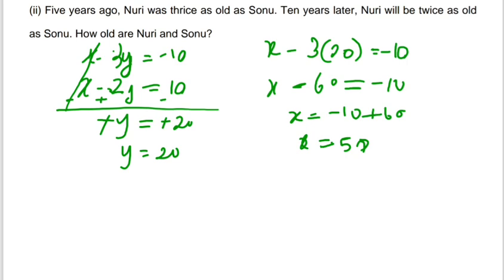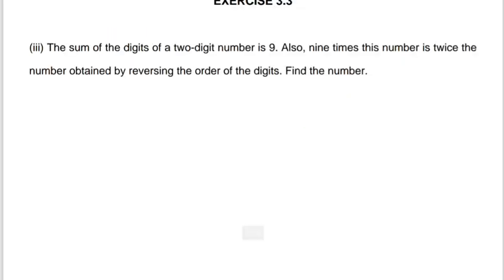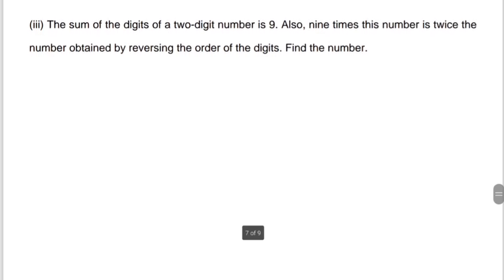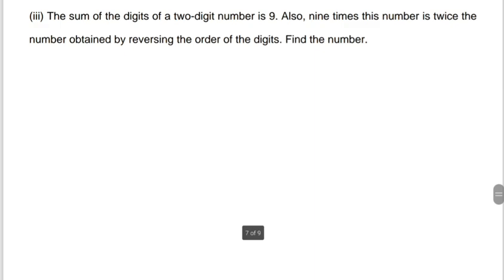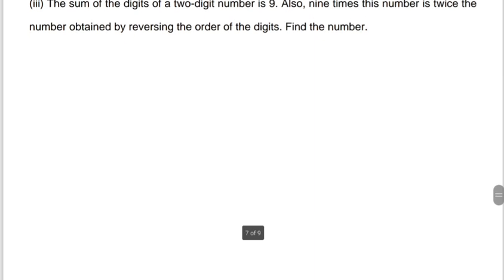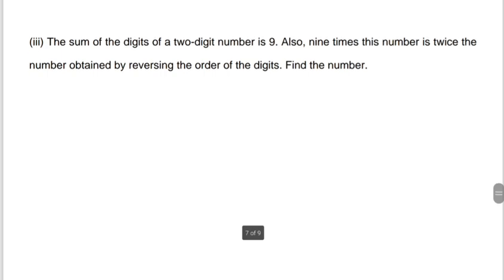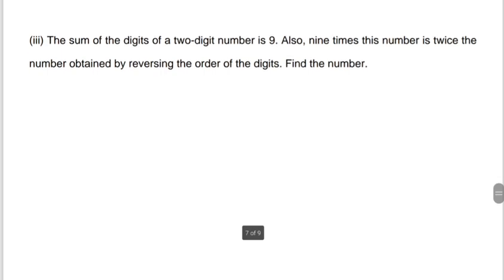Let's go with the third sum. The sum of digits of a two-digit number is 9, and 9 times this number is twice the number obtained by reversing the order of digits. So there is a two-digit number. Let the two-digit number be xy. So the sum of the digits is 9, and 9 times this number is equal to twice the number obtained by reversing the order of digits. So let us assume the two-digit number to be xy.